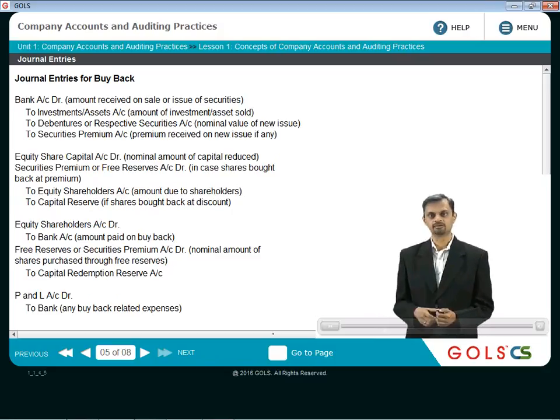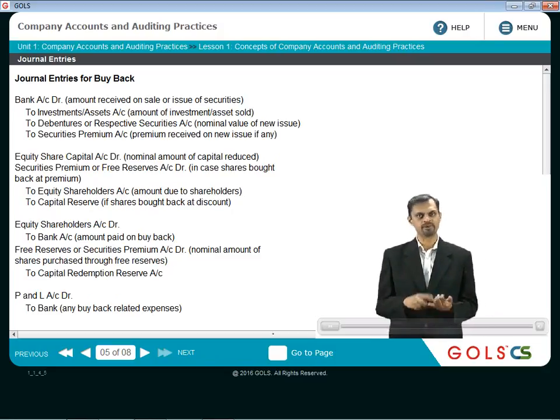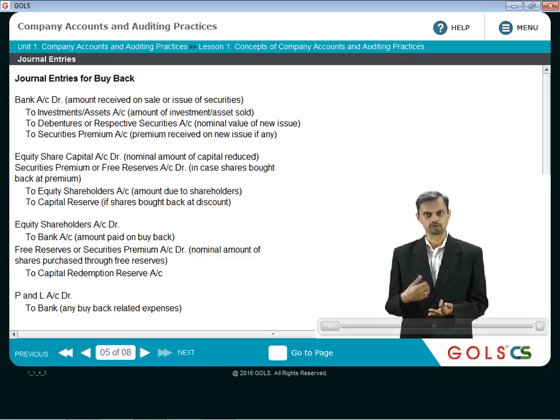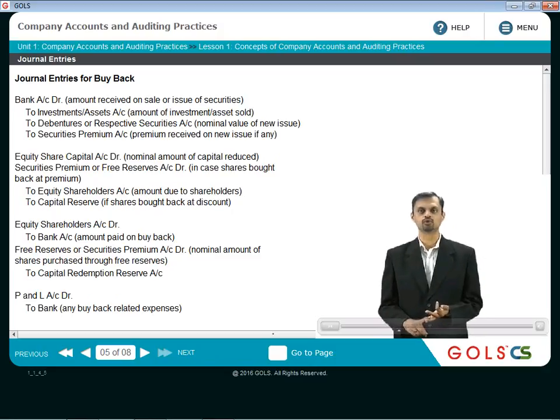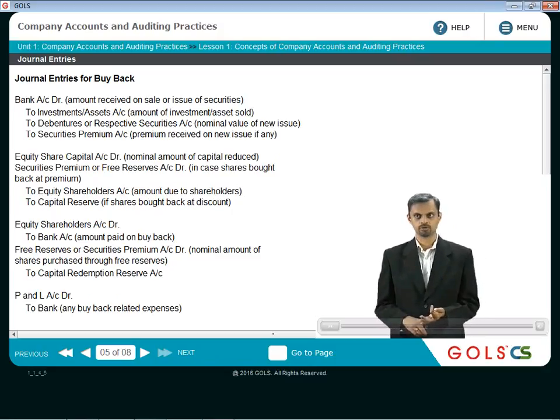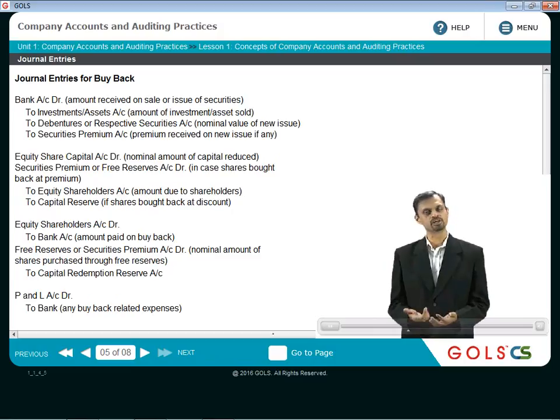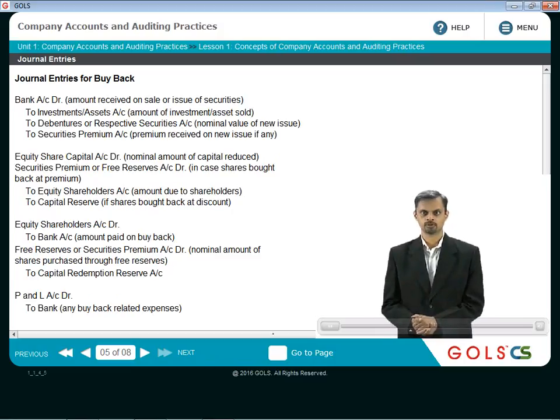So for raising the funds, the entry will be bank account debit. If the assets are sold, investments are sold, then to investments or assets account. If new securities are issued, then to debentures account or respective securities account to the extent of the nominal value of the new shares. If these new securities are issued at premium, then to securities premium account. So this is the entry for raising the funds.